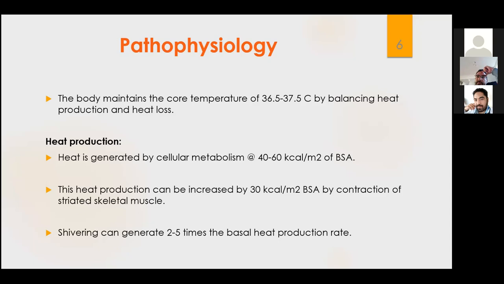Furthermore, the heat production can be increased by 30 kilocalories per meter square body surface area by contraction of the striated skeletal muscles, and up to 2.5 times the basal heat production rate. Shivering can produce heat.